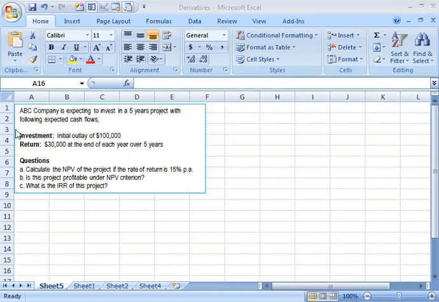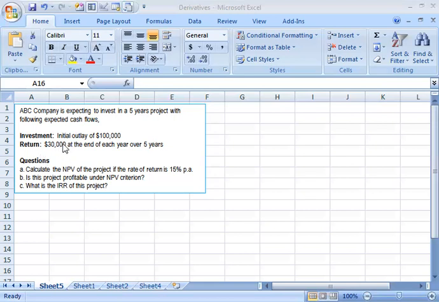So this is the problem. ABC company is expecting to invest in a 5-year project with following expected cash flows. Investment: the initial outlay of $100,000, which means at the beginning of the project the company is expecting to invest $100,000. In return they are expecting $30,000 at the end of each year for a 5-year period.